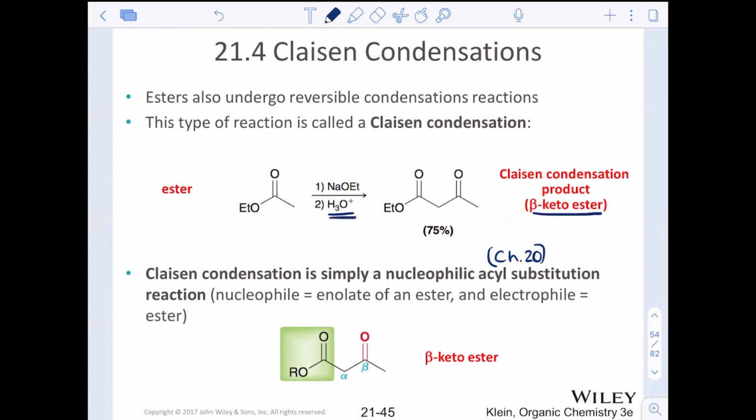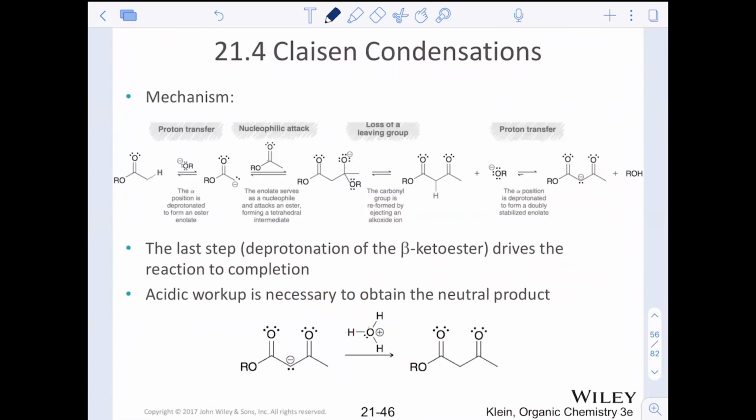Notice here the H3O+ workup. This is an acid workup because we are forming a beta keto ester, which has an extremely acidic position, right? pKa of around 10. And so we need an acid workup to make sure that at the end of the day, our alpha position is protonated and our desired molecule is neutral, not another enolate. So let's go ahead and walk through this reaction.